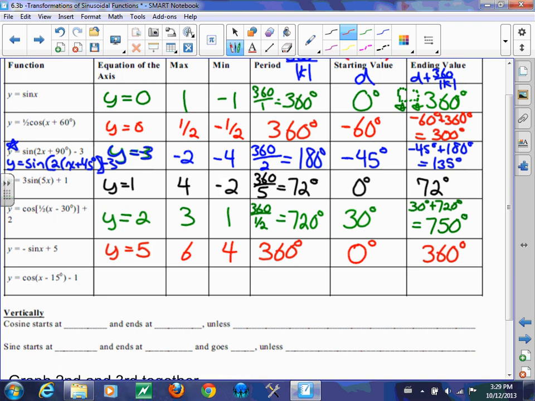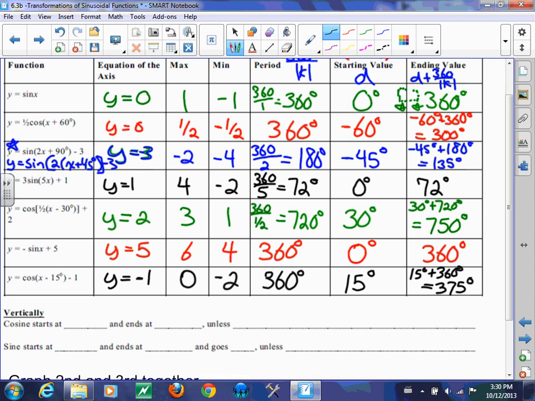All right, last one here, folks. Taking a look at this, we notice that our C value is -1, so our axis of symmetry is going to be y equals -1. Because A is 1 and our axis is -1, that means our max is going to be 0 and our min is going to be -2. Again, our K value is 1, so that means we have 360 degrees to complete our period. Looking at our D value, it's 15 degrees. We're going to start 15 degrees to the right and add the 360 degrees, so that's going to equal 375 degrees.